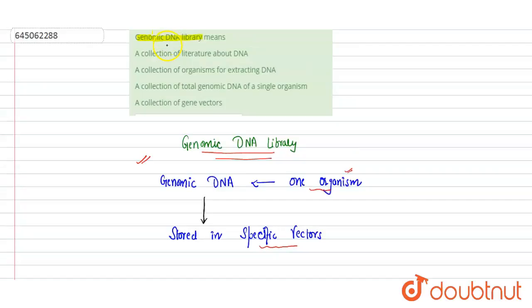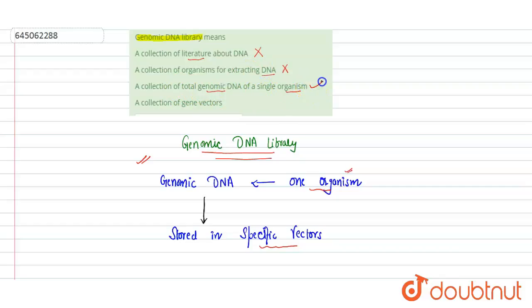Here a statement says genomic DNA library means a collection of literature about DNA. It is not about literature. This is a very incorrect statement. A collection of organisms for extracting DNA: this is incorrect, it is simply DNA isolation from different organisms. A collection of total genomic DNA of a single organism.